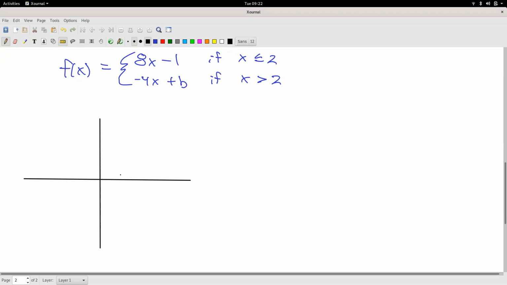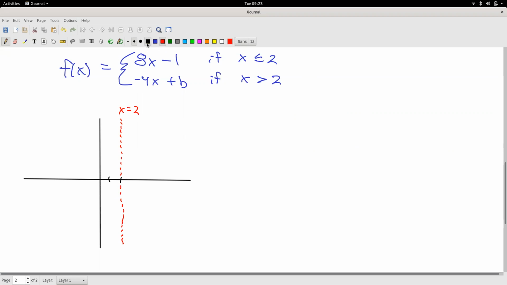All right, so here, let's see. Let's put 2 right there. I'm just going to draw, it's not an asymptote, but I'm just kind of drawing the line x equals 2. And these two functions have to meet on that line. And 8x minus 1, what do I know about it? I know that has a y-intercept of negative 1. And if you plug in 2 there, we get 16 minus 1, which is 15.